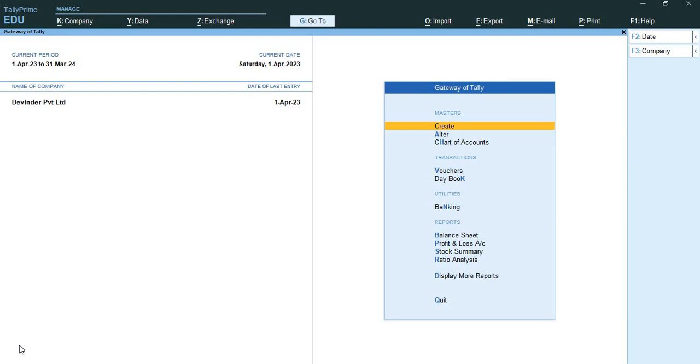Articles of apparel and clothing accessories. Retail sale price less than 1,000, 5%. Retail sale price more than 1,000, 12%.